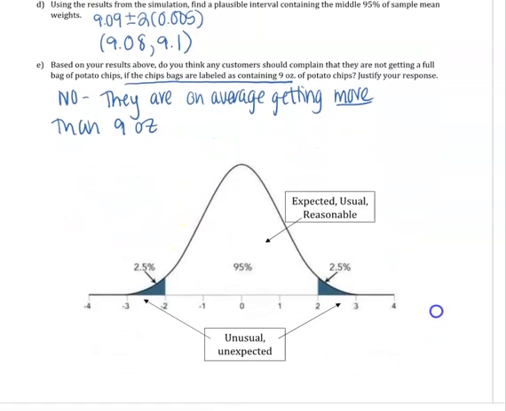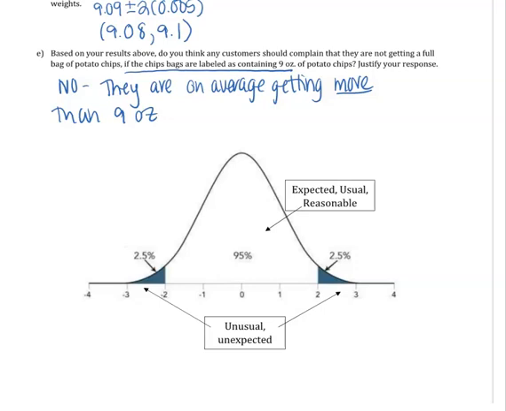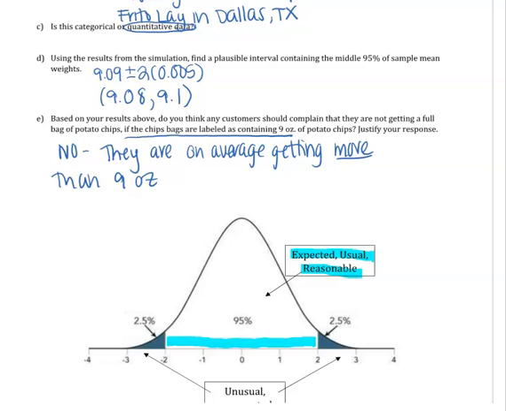All right, so in summary here, everybody, what we're doing is we are looking at the middle 95% of our data, and we're calling this what's usual, expected, reasonable, something that's likely to happen. So when I did my sampling of the Frito-Lay company and I came up with my middle 95%, it would be expected that the true average of every single potato chip bag in that factory is between 9.08 and 9.1. I'm not measuring every bag, I'm just doing a sample and then running a simulation based on that. So this helps me make inferences about the population.